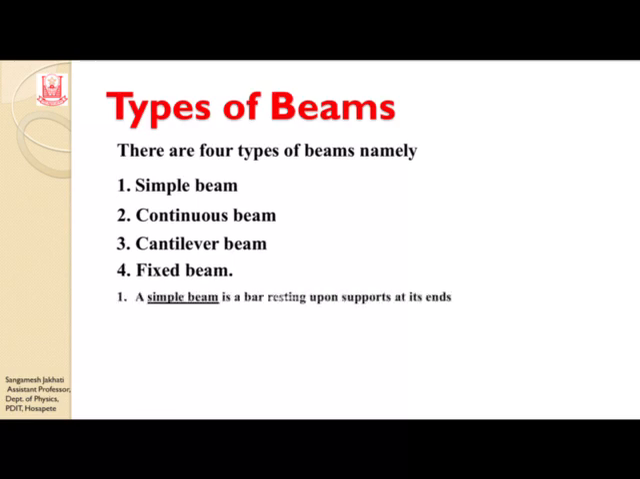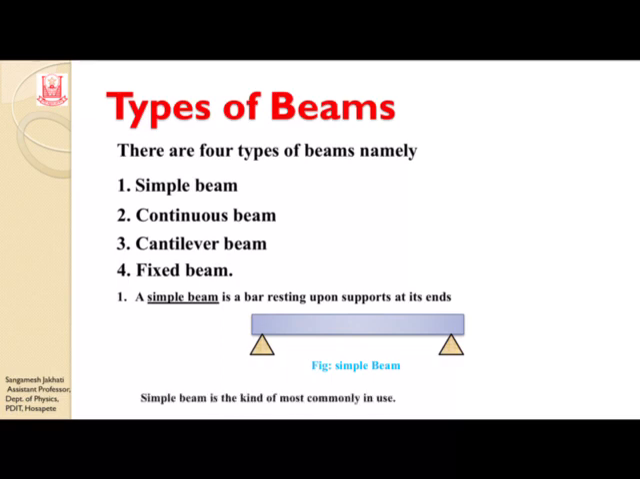So first, a simple beam is a bar resting upon supports at its ends. Here you can see that the bar is resting upon supports at its ends. So this is a simple beam. This type of simple beam is commonly in use. So they have the most common applications.